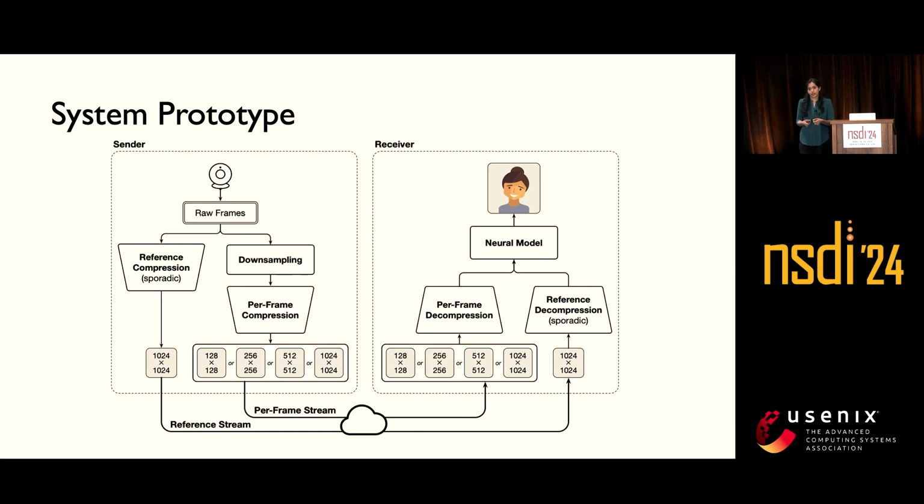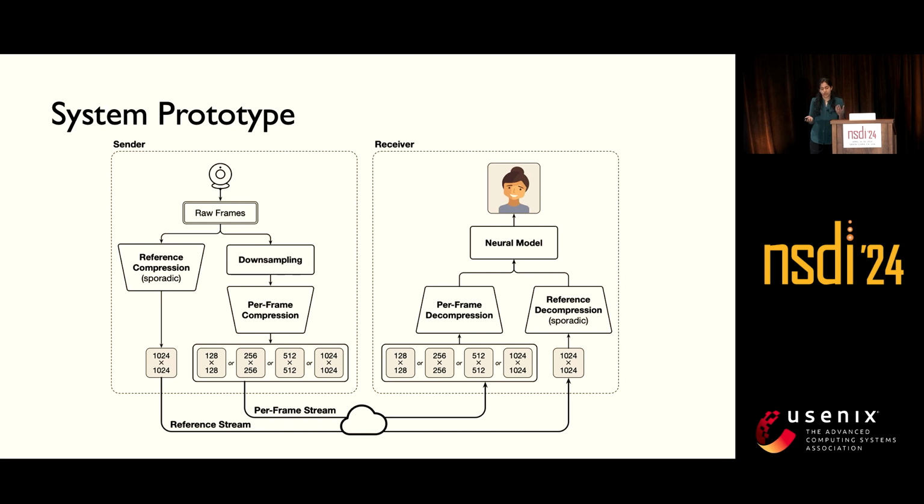On every single frame that's actually read from the camera, we first put it through a downsampling module and then send it on a per frame stream. This per frame stream is set up to be flexible to its input resolution, so it can operate at 128, 256, 512, or 1024. And it is coupled with a resolution-specific decoder on the receiver side that decodes and supplies the decoded frame along with the reference frame to the model for reconstruction.